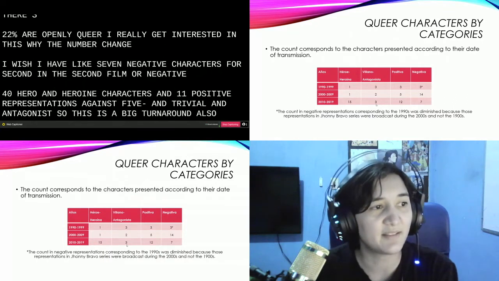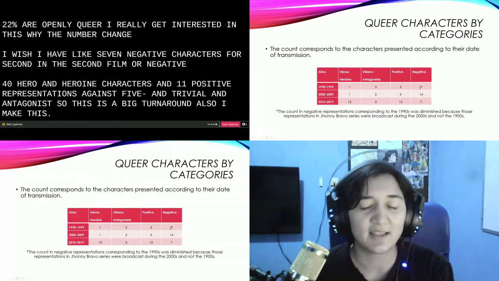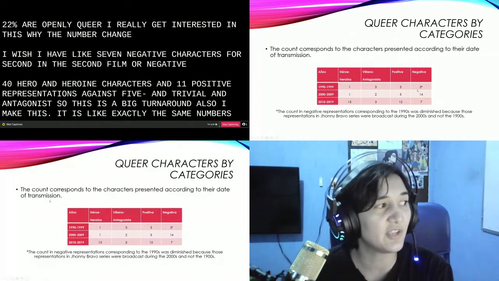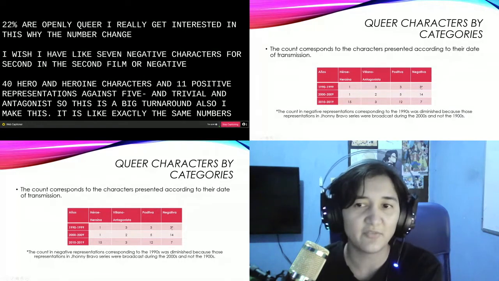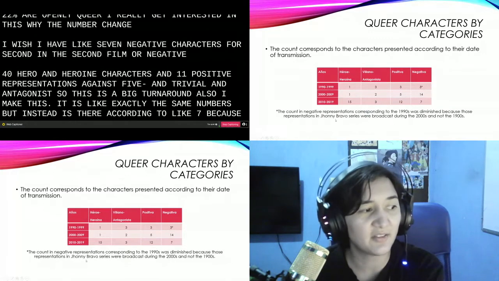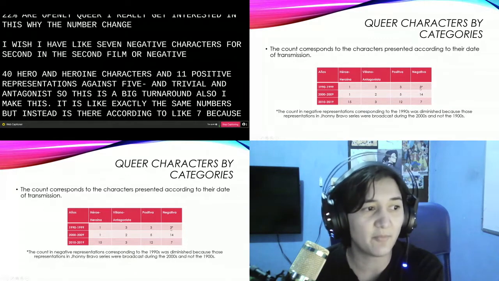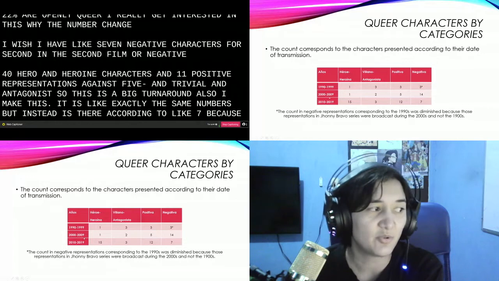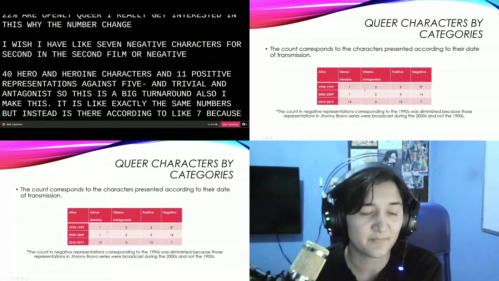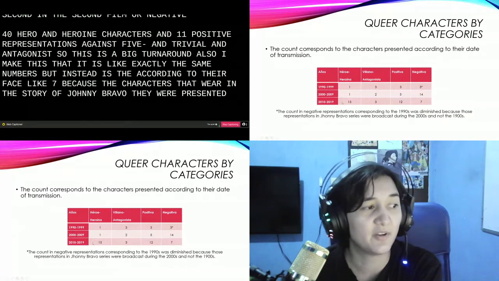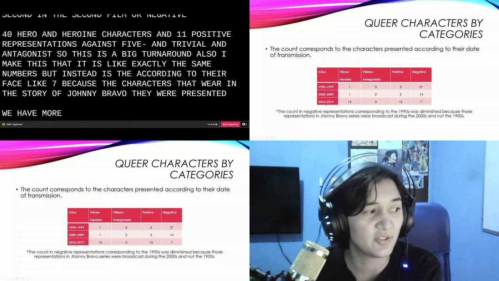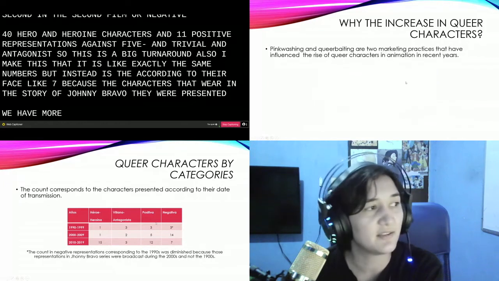Also, I made this one, which has exactly the same numbers, but is organized according to their date of transmission. Here, you can see it changed from seven to three because the characters from the series Johnny Bravo were presented between the years 2000 and 2009 instead of the 90s. But still, we have more heroes and positive representations in the last decade.